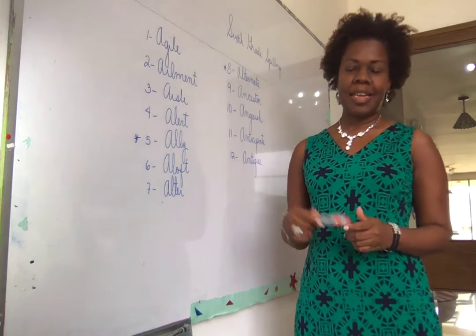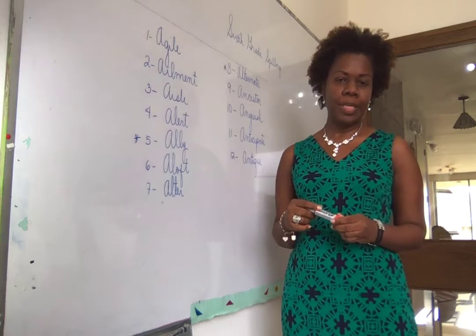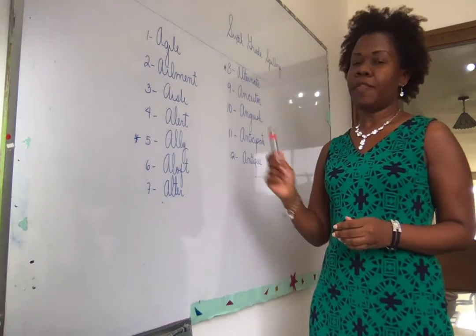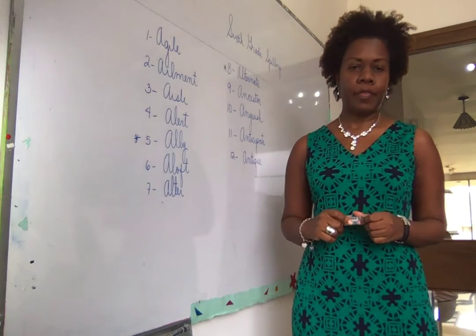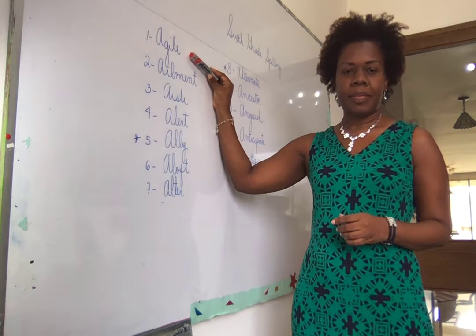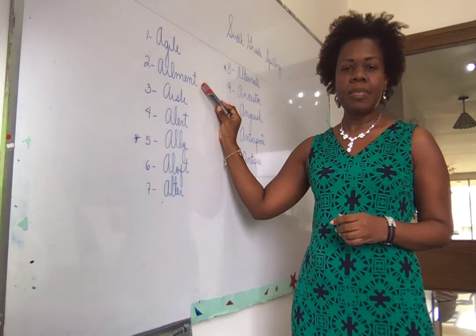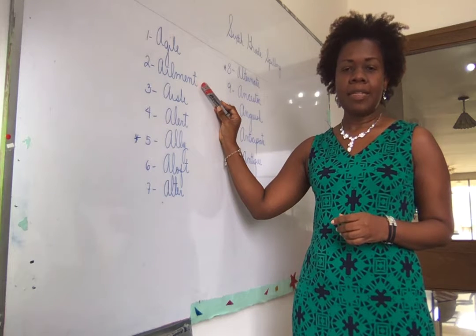Hello once again. These are the words in your Spelling Weekly outline for Module 8. And so if you're able to, please repeat after me. Agile, agile. Ailment, ailment.